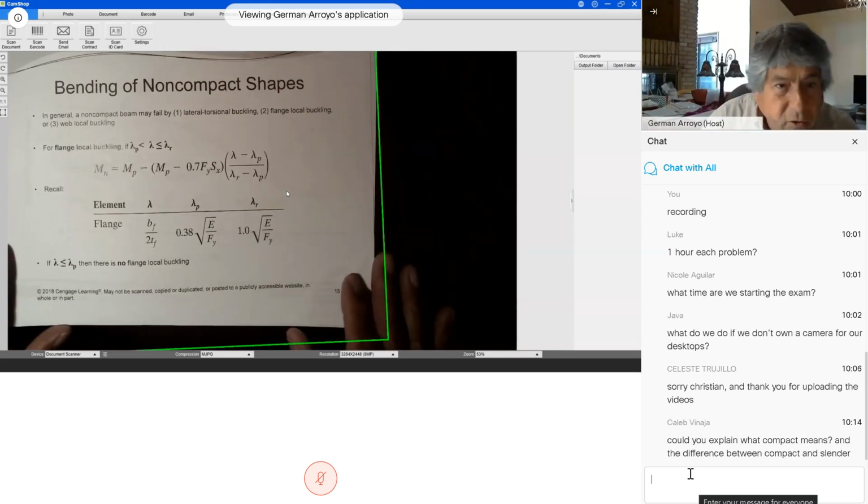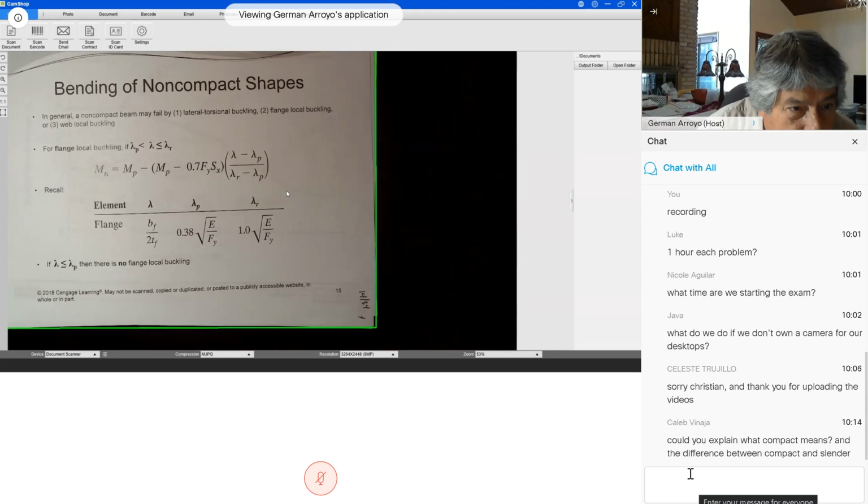Whenever the section is non-compact, we're going to find this equation in the code, with lambda larger than lambda sub P and smaller than lambda sub R. We're going to find this equation and I'll show you later.